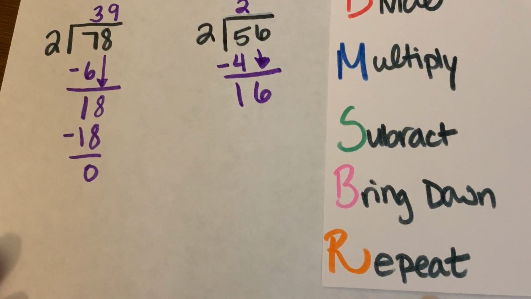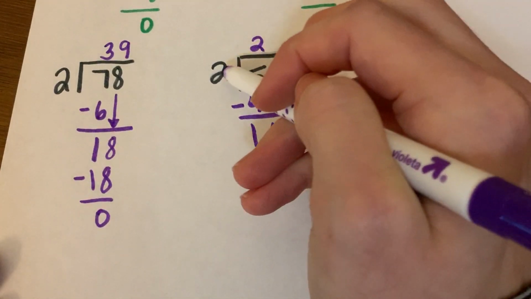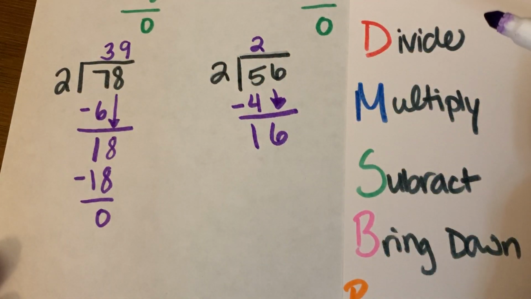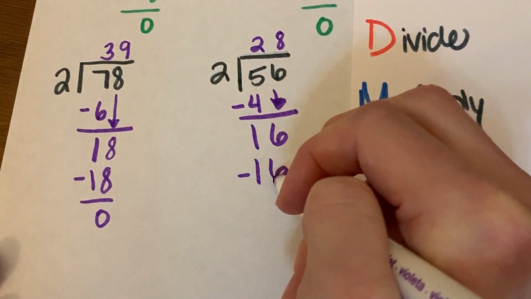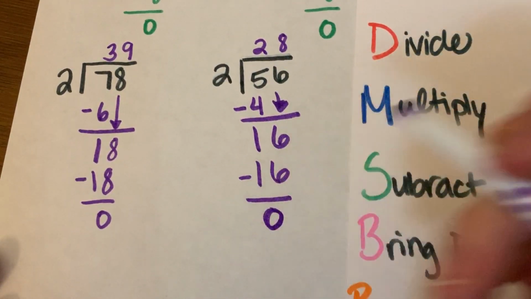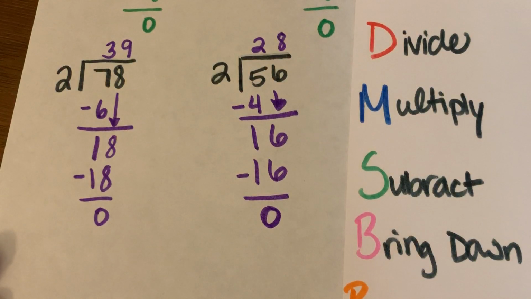I can repeat now by doing 2 times what gives me 16? Well, 2 times 8 gives me 16. I'm going to subtract 16, and I have 0. 28 is my answer. All right?